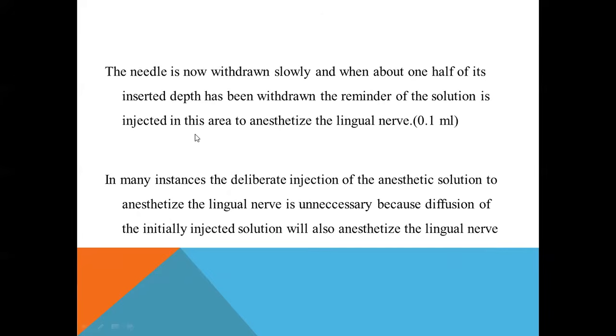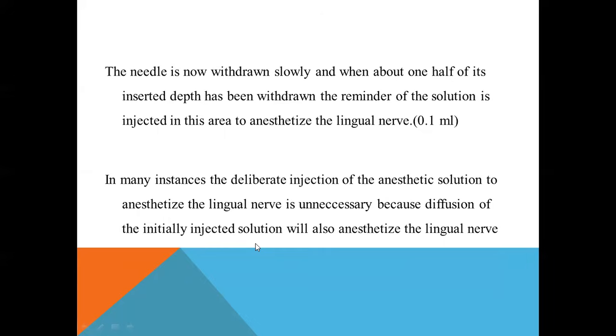The remainder of the solution is injected in the area to anesthetize the lingual nerve. This is nothing but, from the opposite side, you contact the pterygomandibular space and deposit the solution. Once deposited, change the needle direction towards the ipsilateral side, that means the side where you are doing the procedure, and move the syringe there, deposit, and block the lingual nerve. In many instances, the deliberate injection to anesthetize the lingual nerve is unnecessary because diffusion of the initially injected solution will also anesthetize the lingual nerve.